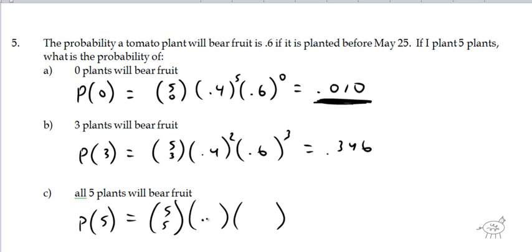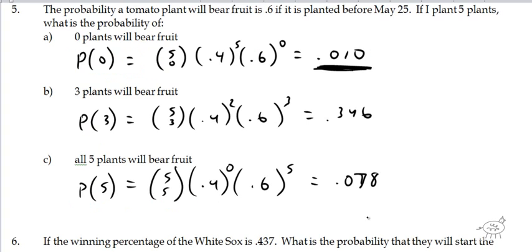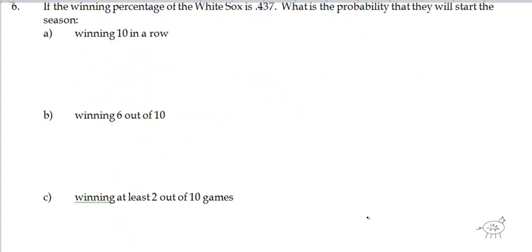So anyway, let's put all this in here. 0.4, 0.6. This is going to be 5 and 0, and this is 0.078. So it is. It's lower. Which makes sense, because the probability that a plant will bear fruit is 0.6, and for all of them to be good is about a 7.8% chance. Not high, but better than none of them working, right? So again, if I add all these up, for 0, 1, 2, 3, 4, and 5, it would add up to 1. Okay, number 6.